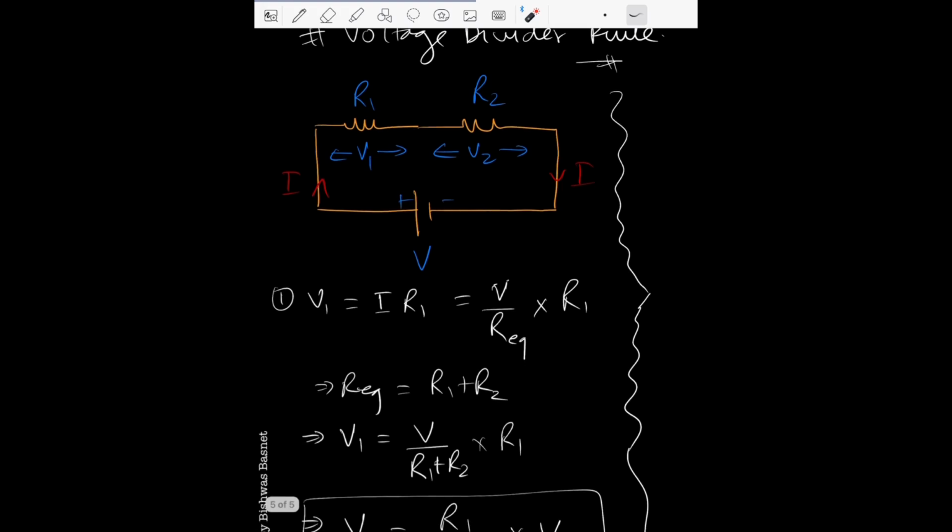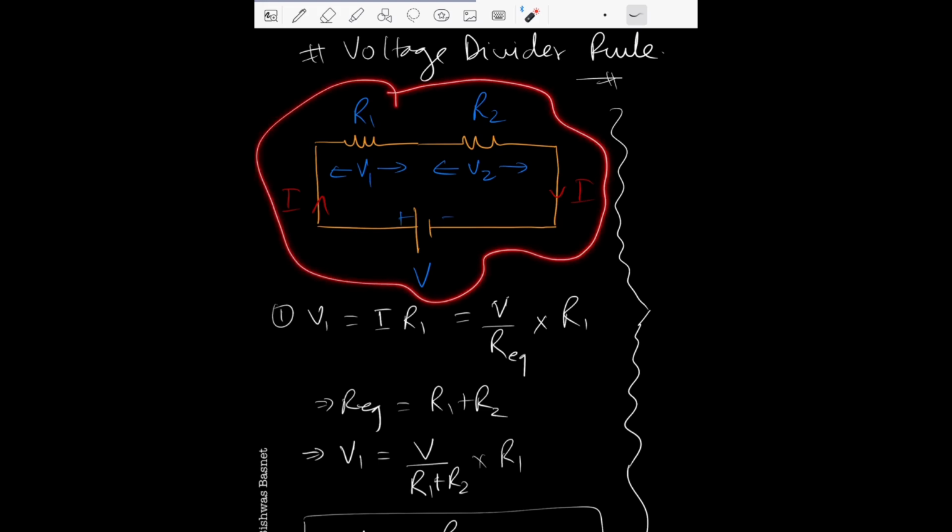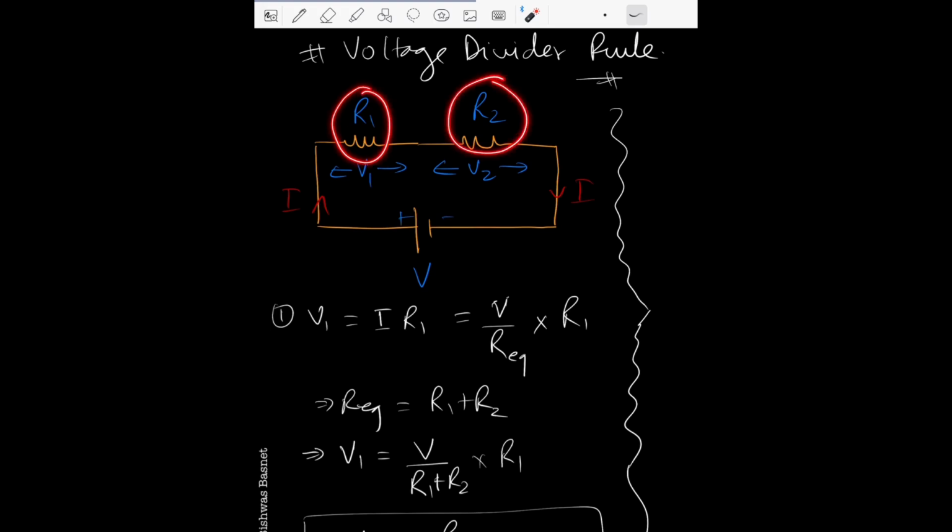So let's just start with what we learned previously. What you see here is an example of a series circuit where two resistors are in series. First, you need to understand this: the voltage divider rule comes as an application of the DC series circuit, right? So, what was the output of the DC series circuit? We learned to calculate the equivalent resistance of the DC series circuit.